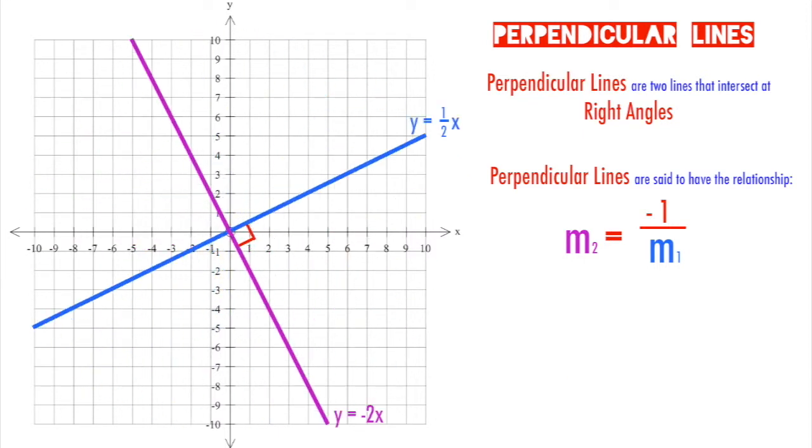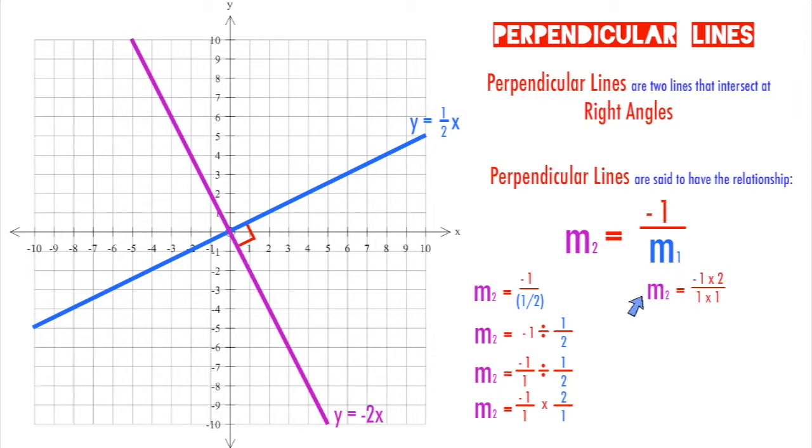Now let's see if this works if the gradient of the blue graph is actually a fraction. Substituting in the gradient value of the blue line being 1/2 into the equation gives us m2 is equal to negative 1 over 1/2. This can be rewritten as negative 1 divided by 1/2. And of course negative 1 as a fraction is the same as saying negative 1 over 1. Now when we divide fractions, we turn the divide symbol into a multiplication one and we flip the second fraction.